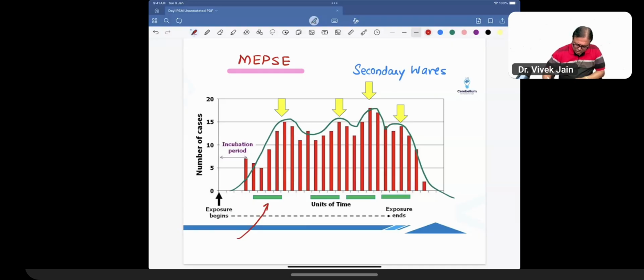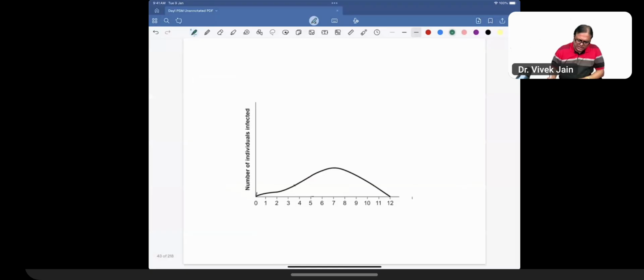People are exposed. Look at the bottom green bars. Multiple incubation periods. People are getting exposed multiple times. A good example is a contaminated well or pond in a village, which is a source of water supply. Right? Now, compare it with the third type of epidemic, that is propagated. What is the characteristic of propagated? There is a slow rise, slow fall, absence of peak. It is characterized by person to person transmission, like in tuberculosis.